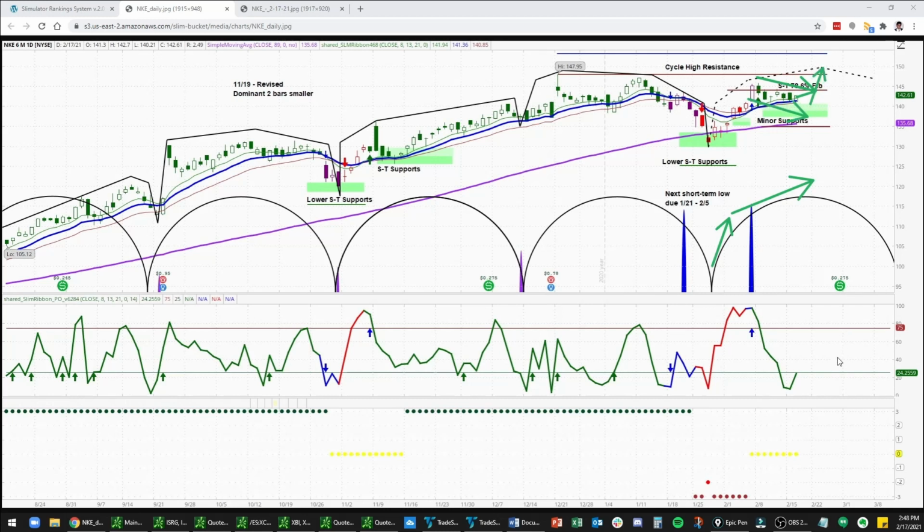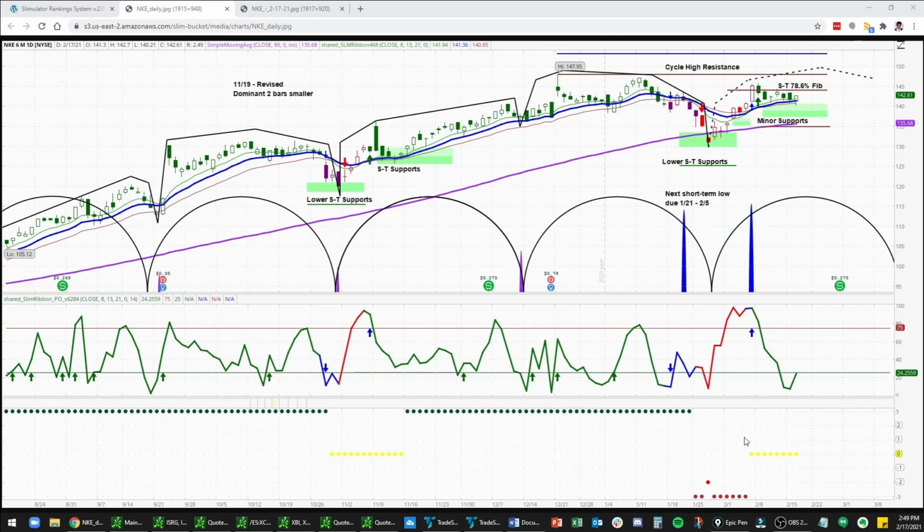Now let's also look at what the Slim Ribbon PO is indicating. The Slim Ribbon PO is just about ready to provide a bullish momentum continuation signal here, with the PO just about ready to move out of oversold. That will generate a bullish green arrow here, just like it did here and here and here and here, and each of those led to nice moves on the upside in Nike. So that's really what we're looking for in Nike.